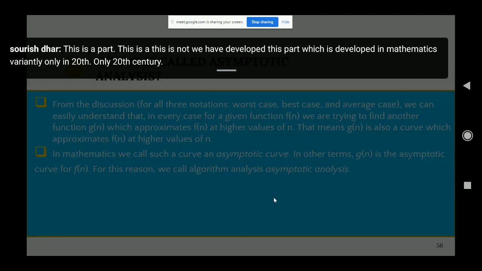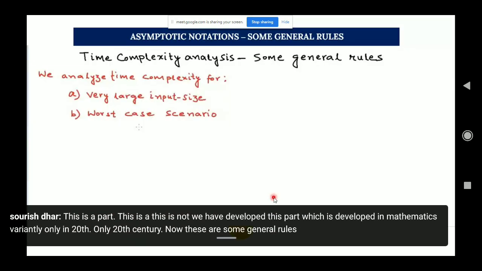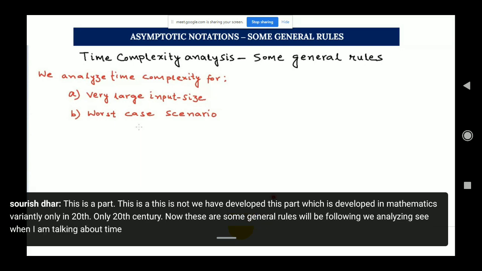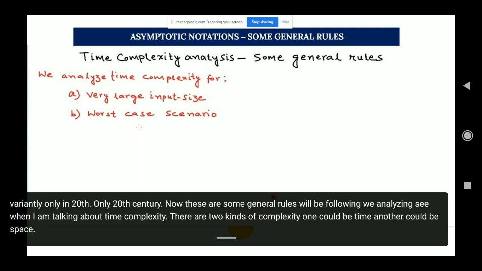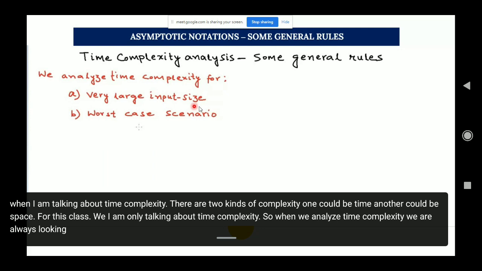Now, these are some general rules we'll be following when analyzing. When I'm talking about time complexity, there are two kinds of complexity. One could be time, another could be space. For this class, I'm only talking about time complexity. So when we analyze time complexity, we are always looking at very large input size and will always be considering the worst case scenario. Is it clear?